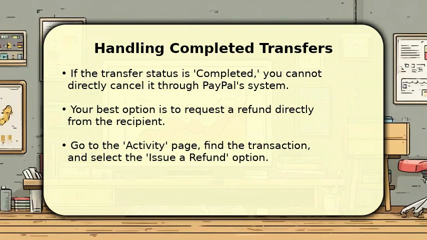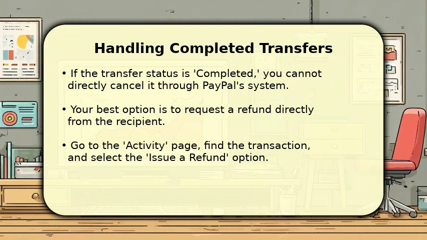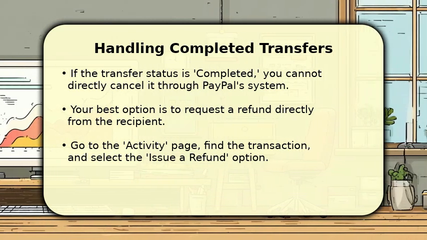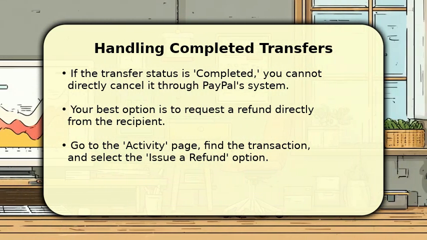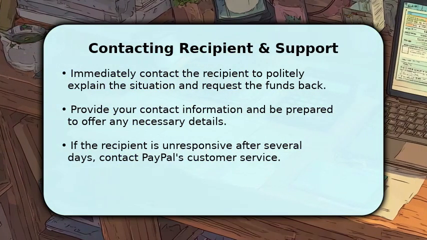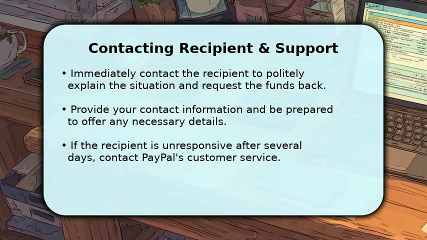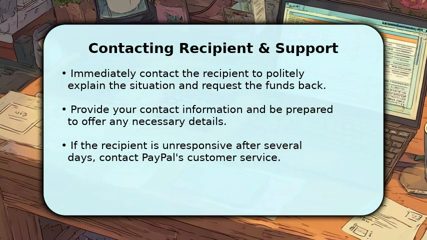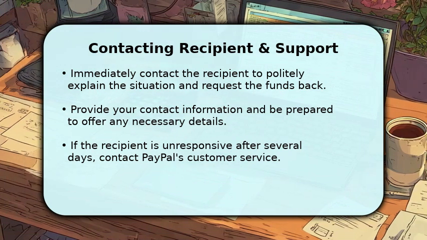Go to the activity page, find the transaction, and select Issue a Refund. Clearly explain the reason for your request to the recipient, ensuring they understand the situation fully. Communicating directly with the recipient is always the fastest and most effective first step for a completed transfer. Send them a polite message explaining the error and requesting the funds back.